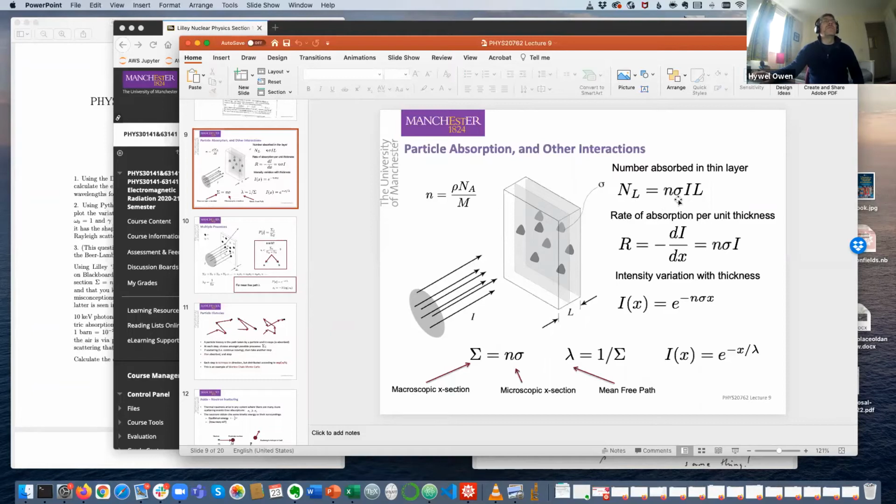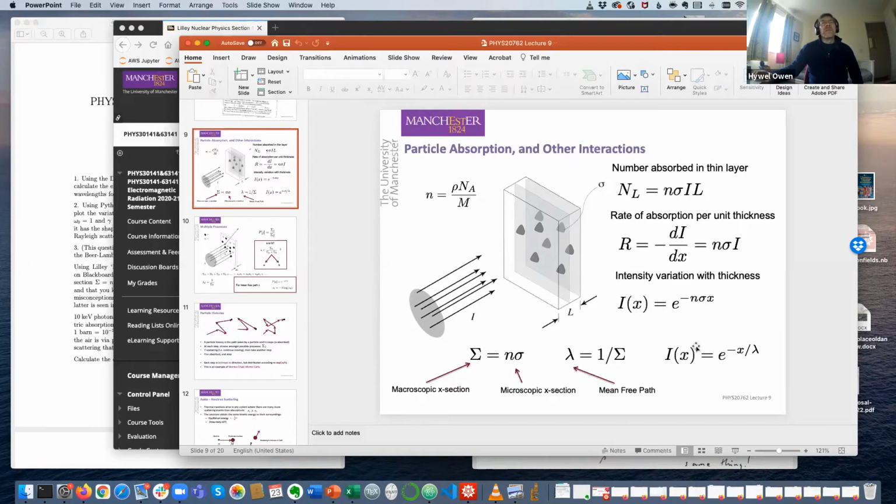So the rate of absorption per unit distance is n sigma I. And of course, if I now make an equation out of that, the rate of absorption is dI by dx, I can recover my exponential absorption law. Now I can look at this exponential absorption law, and I can see that n sigma is a characteristic rate. Okay, so 1 over that is the mean free path.